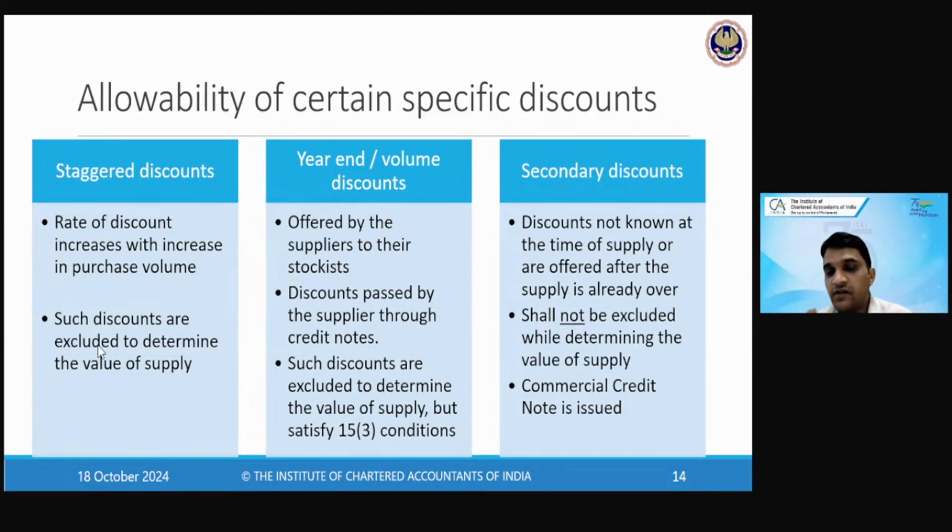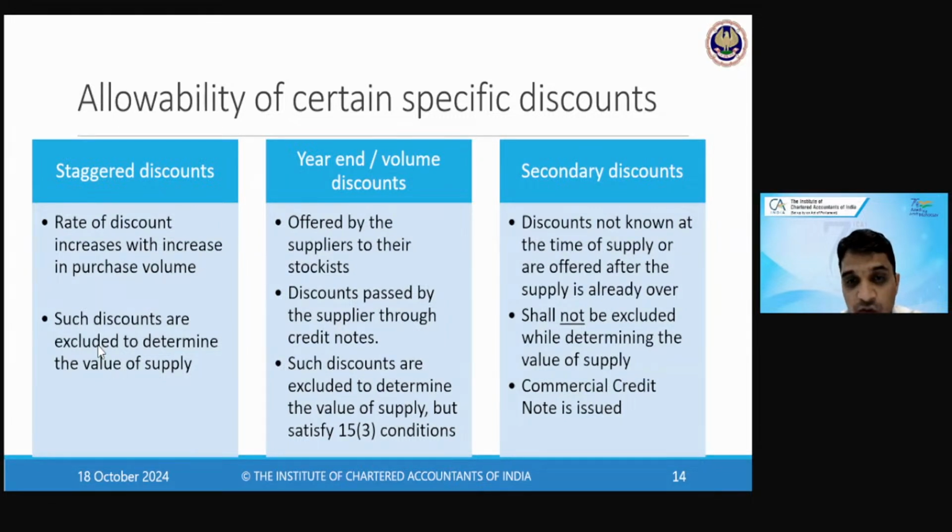Correct? So discounts given at the point of time through staggered discount, and discount given for year end, which is agreed at the initial stage itself, where your dealer will know that the more I purchase, the more discount I will get. So it is known. Such year-end discount satisfies the condition of post-supply discount. So that is also deductible. Then you have secondary discounts. Those are discounts which are not known at the time of supply, or they are offered only after the supply is over, which means there is no agreement between them. They are called secondary discount.